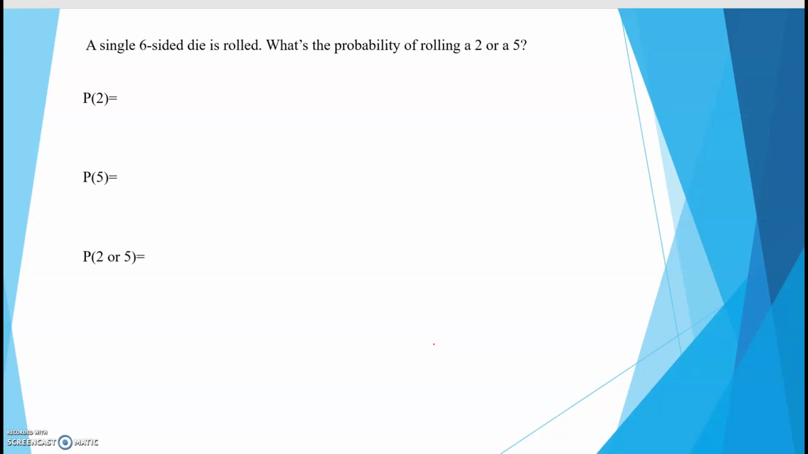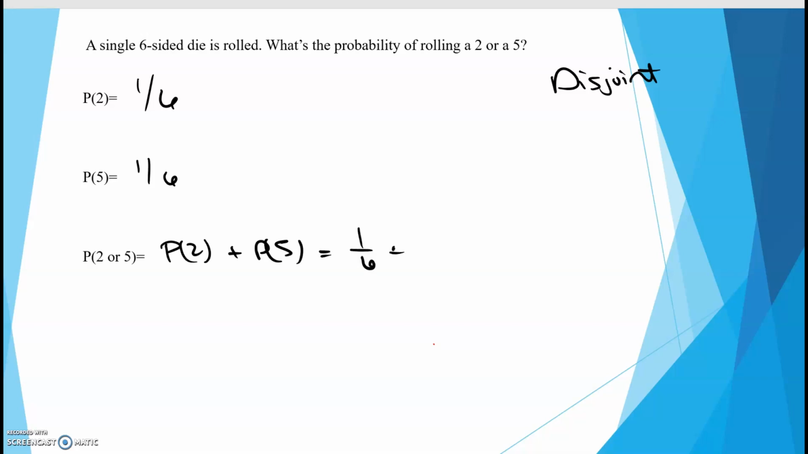Okay, a six-sided die is rolled. What's the probability of rolling a 2 or a 5? Okay, so if I roll this once, is it possible for me to get a 2 and a 5 at the exact same time? Well, no. So these are disjoint. So the probability of rolling a 2 would be 1 out of 6. There's only 1, 2 out of 6 numbers. Same thing for a 5. Since that is disjoint, this is probability of 2 plus the probability of 5. So 1/6 plus 1/6, 2 over 6, or 1/3.